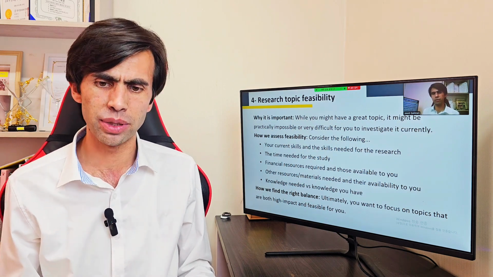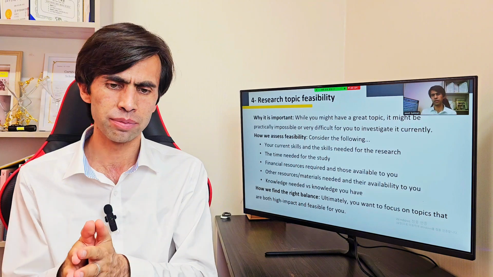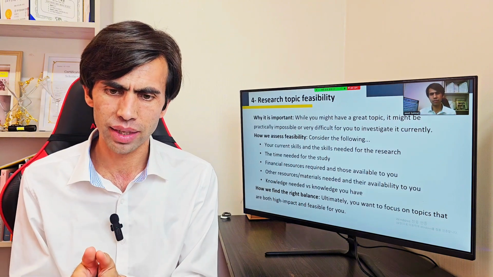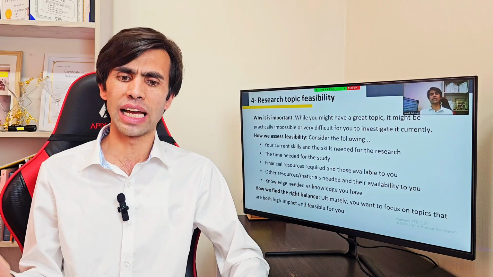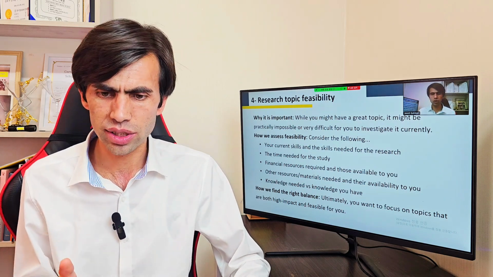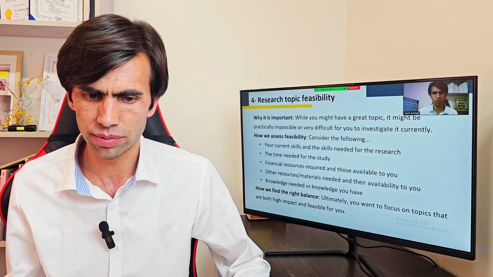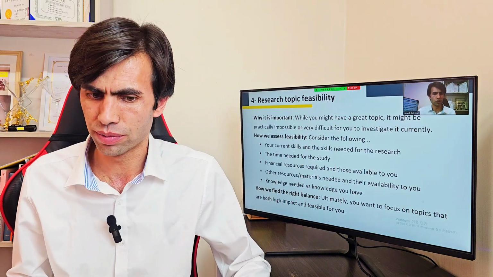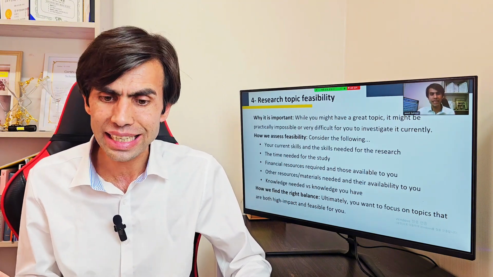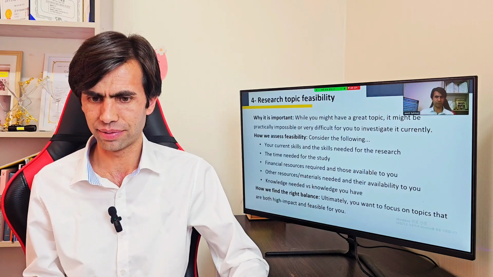How do we assess feasibility? Consider the following things. First, your current skills and the skills needed for the research, the time needed for the study, financial resources required and those available to you, other resources, material needed and their availability to you, and knowledge needed versus knowledge you have.